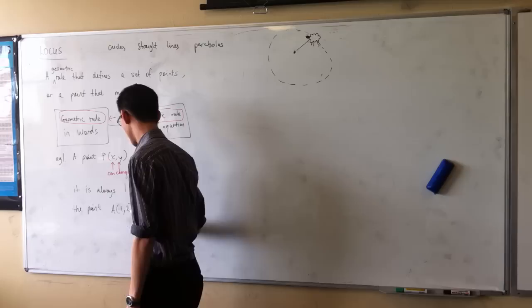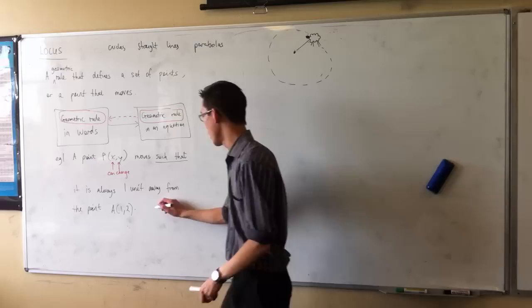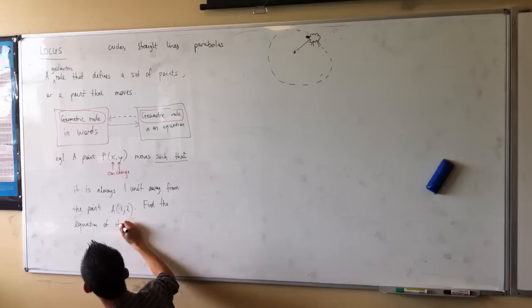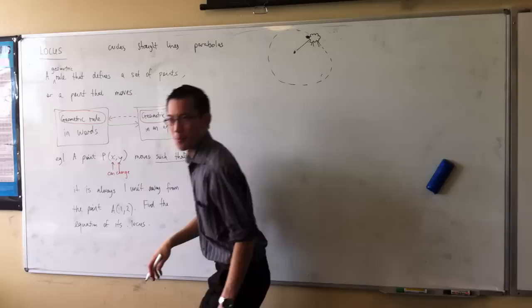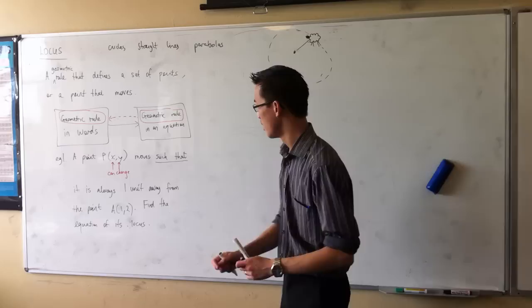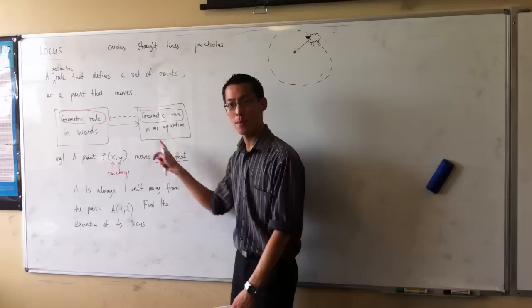Okay, so there's the setup, and the actual question will be, find the equation of its locus. Now, depending on how well you're tracking with me, this question's quite simple. I've deliberately started off with a simple example, and you could probably just write down the answer. You could just actually say it to me, because you're very familiar with this kind of shape, right?